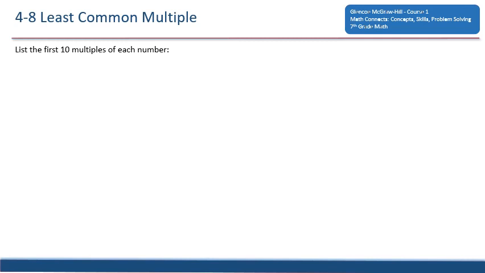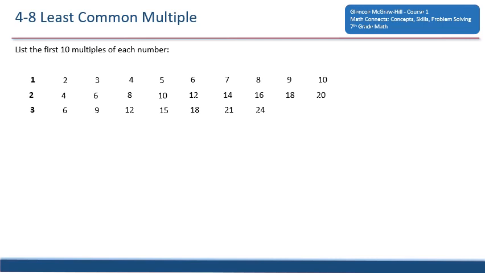List the first 10 multiples of each number. 1, 2, 3, 4, 5, 6, 7, 8, 9, 10. So for 2, we have 4, 6, 8, 10, 12, 14, 16, 18, 20. For 3, 6, 9, 12, 15, 18, 21, 24, 27, 30. For 4, 8, 12, 16, 20, 24, 28, 32, 36, 40.